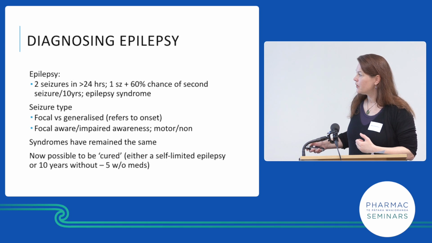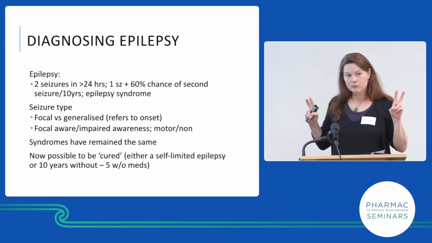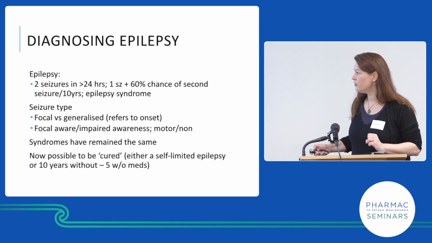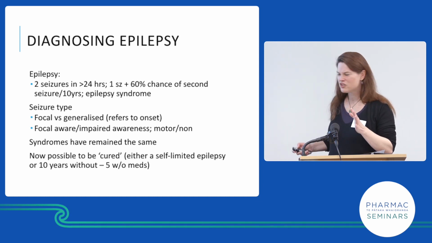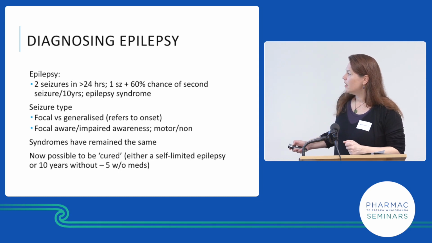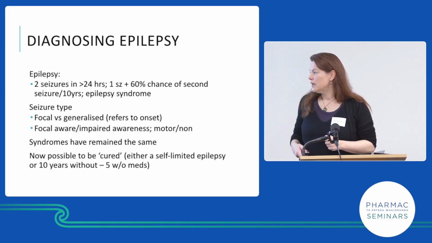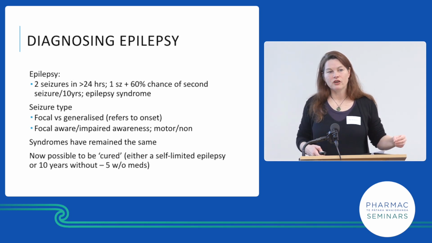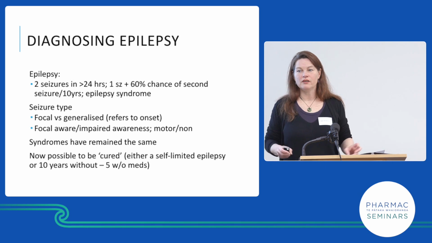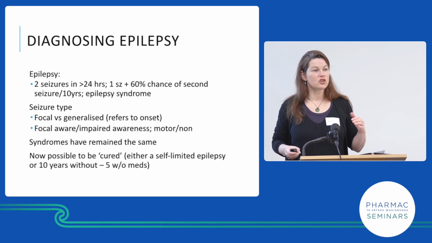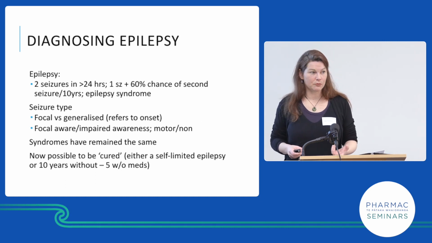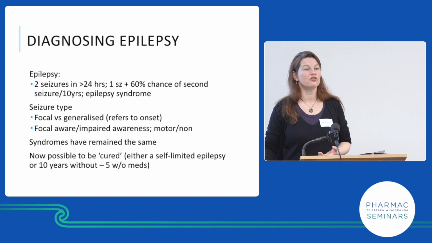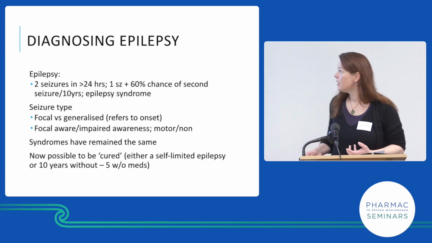Syndromes have stayed the same. And you can now technically be cured of epilepsy, and that used to not be the case. So these came around 2017, 16. So either the self-limited epilepsy or 10 years without seizures, and 5 of those without medications, and then you no longer have epilepsy. By the self-limited ones, I mean the childhood epilepsies that you outgrow, like benign Rolandic epilepsy or childhood absence epilepsy. If you then hit puberty and you have no more seizures, you no longer have that epilepsy.